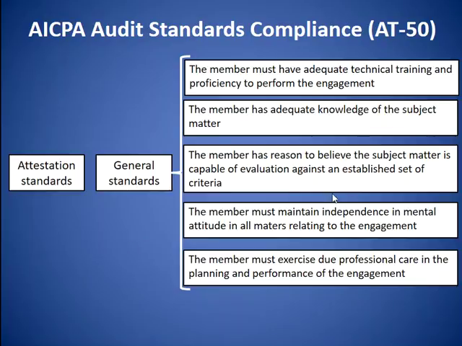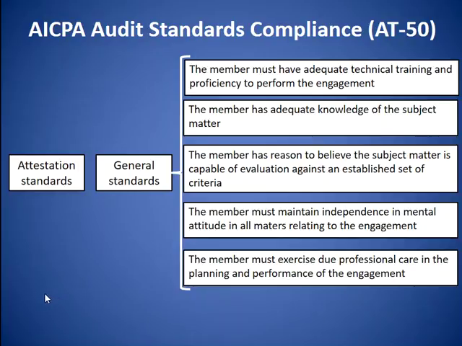Okay, number three, the member has reason to believe that the subject matter is capable of evaluation against an established set of criteria. Remember, with an attestation, the auditor is looking at something a client has created and will compare that against an established set of criteria and issue an opinion as to whether or not that particular information that the client has created complies with that set of criteria. And again, when we do audits, the subset of the attestations, we're doing that typically against generally accepted accounting principles, IFRS, or special purpose frameworks.